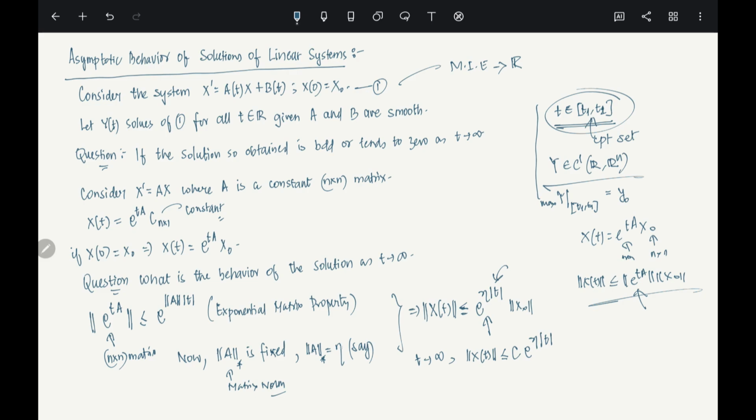Eta here is a positive constant, so it is always dominated by the exponential. That's the only thing you can say here, but this is more than enough. We just have to see that the norm of x(t) can always be dominated by c times the exponential of eta times mod t. That's what you need to know. That's the maximum we can say if you have a solution of the homogeneous problem with constant coefficients.